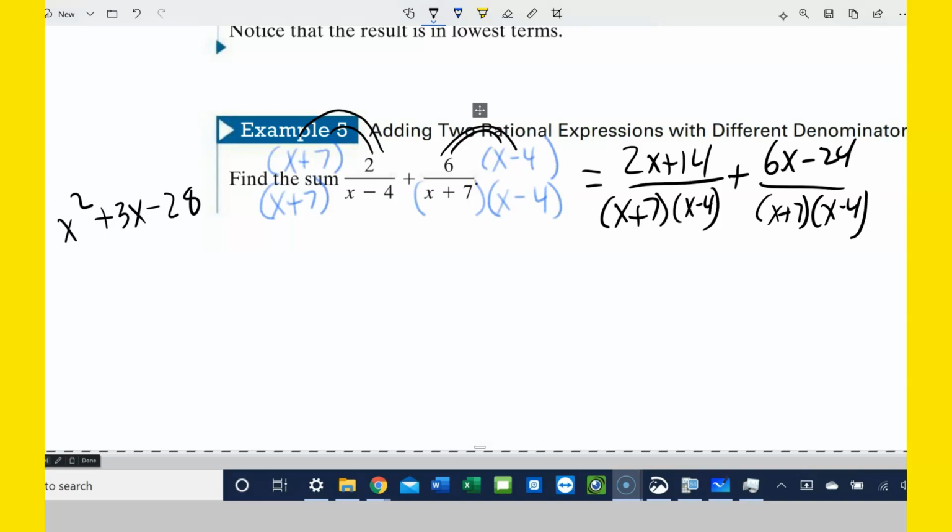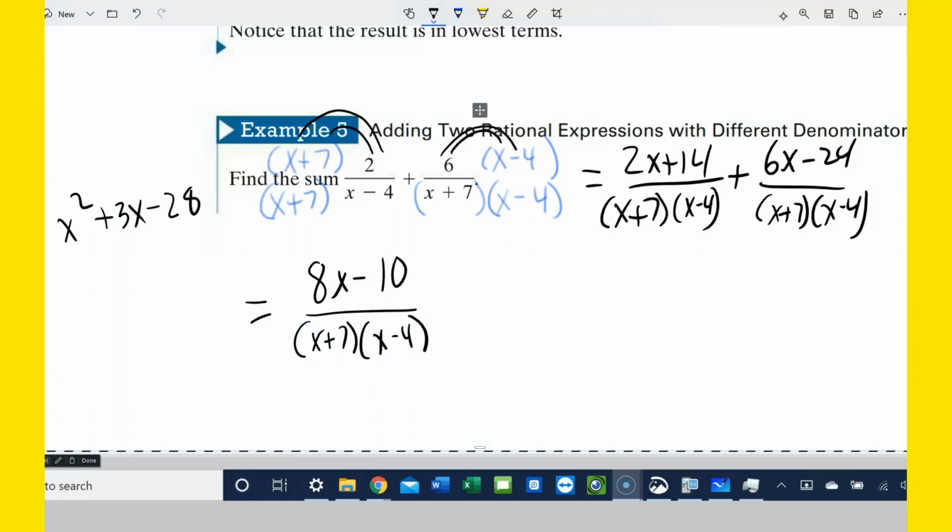Now we have a common denominator. We can just combine like terms on top. 2x plus 6x is 8x. 14 plus negative 24 is negative 10. So 8x minus 10 on top, and x plus 7, x minus 4 on the bottom there.